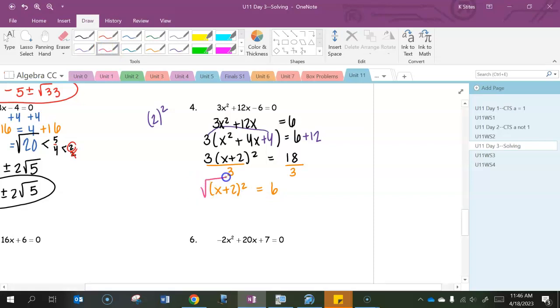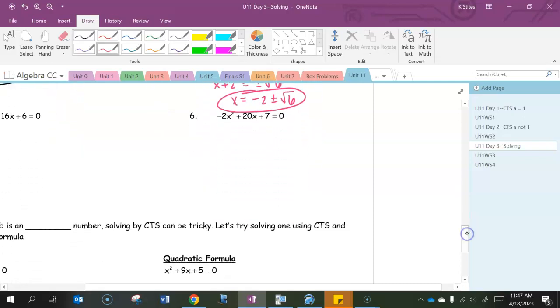Now we can root both sides. But 6 just breaks down to 3 and 2, which are both primes. So this is done. You still need that plus or minus in front though, and make sure you have a root 6, and then we'll subtract our 2 over, like so. All right, let's keep going.